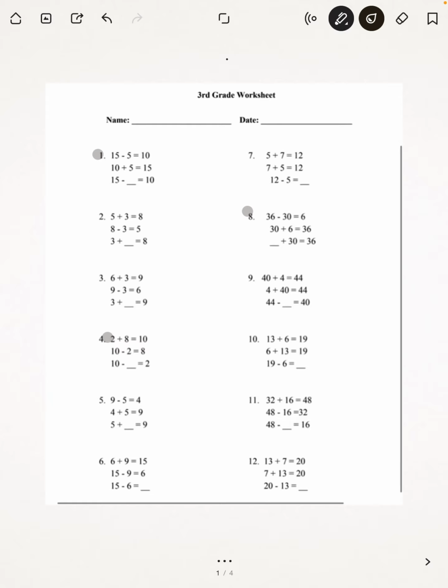As you can see, on the first one all three numbers are included. And on the second one, the same numbers are included but in a different order. And 15 minus something equals 10. You could also do 15 minus 10, and we get the answer, which is 5. So the answer is 5.